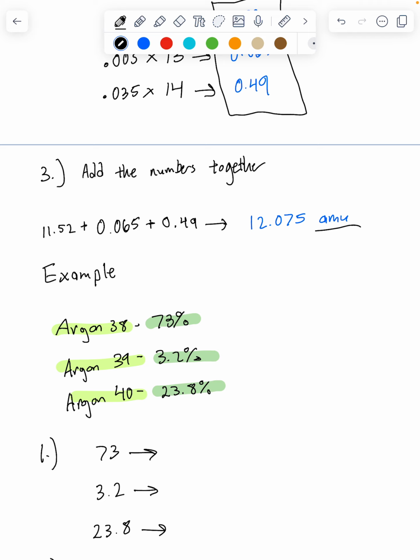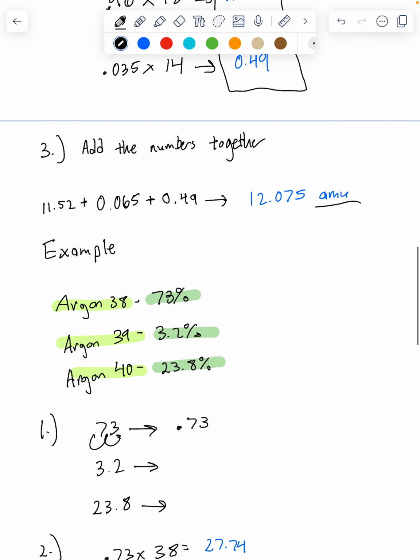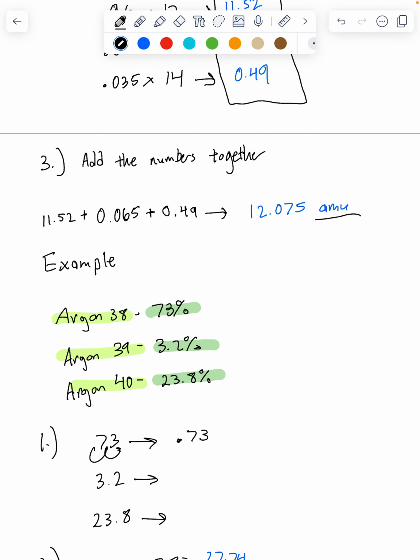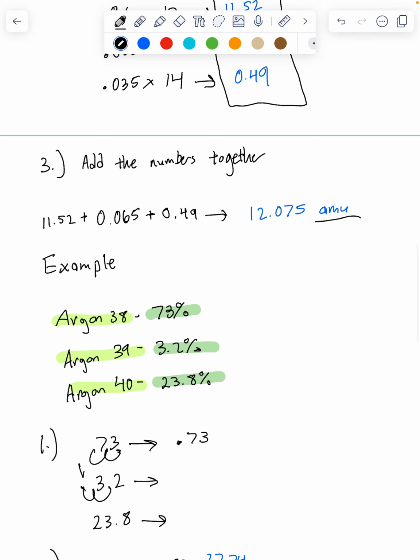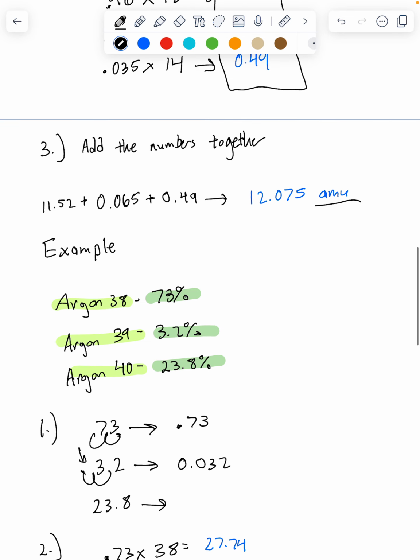We look for 73, no decimal at the end, so we're just going to place it there. Move it to the left twice, 0.73. 3.2, move our decimal point twice to the left. Got an empty spot, we get 0.032. And last but not least, we've got 23.8. Move your decimal twice to the left, we get 0.238.